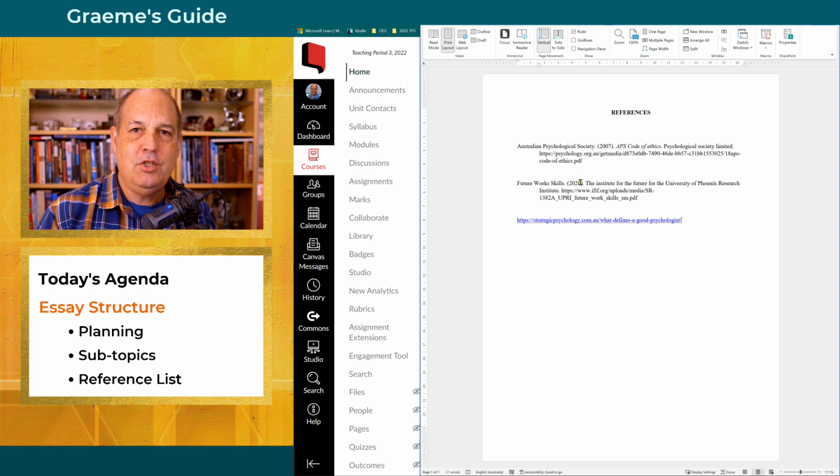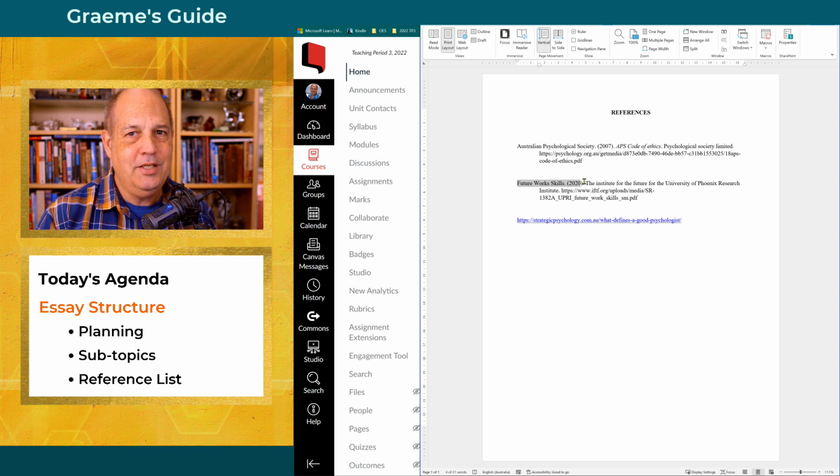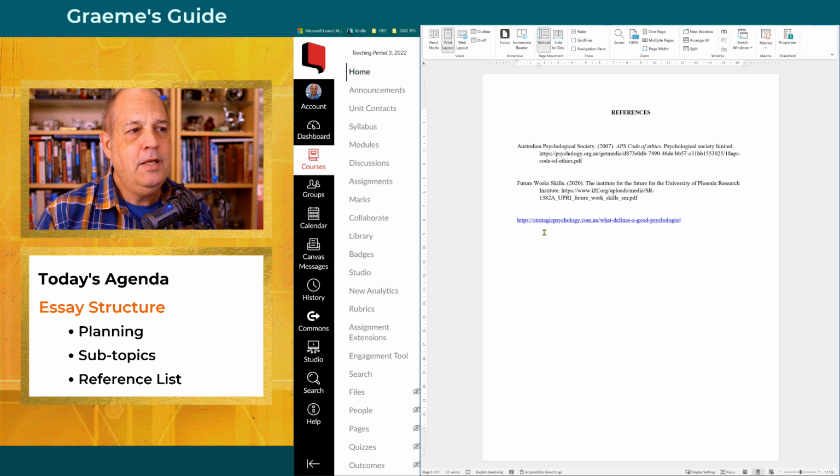The publishing date was 2011. This is actually the title of the report, and the title was Future Work Skills 2020. But sometimes that gets mistaken. People think the 2020 is the publishing date, but it's actually the title of that report.